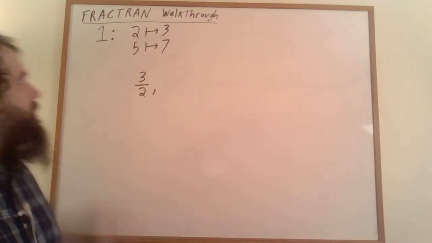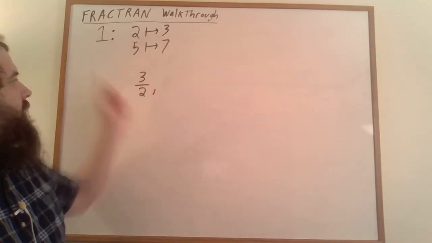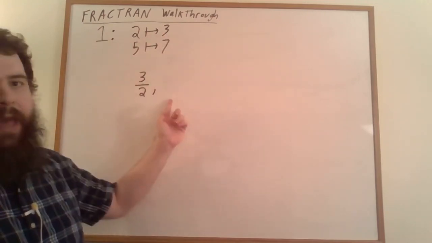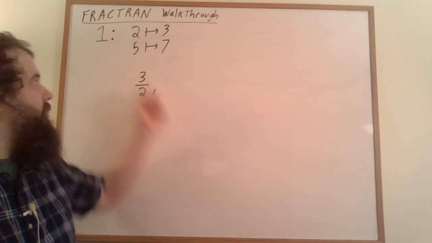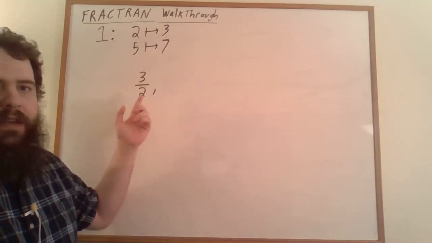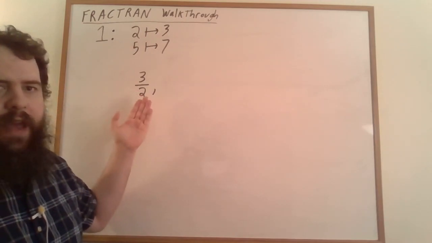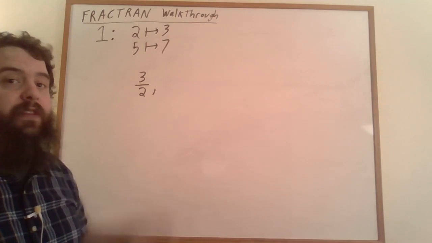Now, at this point, this 3/2 will turn this 2 into this 3, and 5 will completely bypass this 3/2, right? If we input 5, we can't multiply 5 by 3/2 to get a natural number, so it will completely ignore this 3/2 and move on to the next fraction in the list.